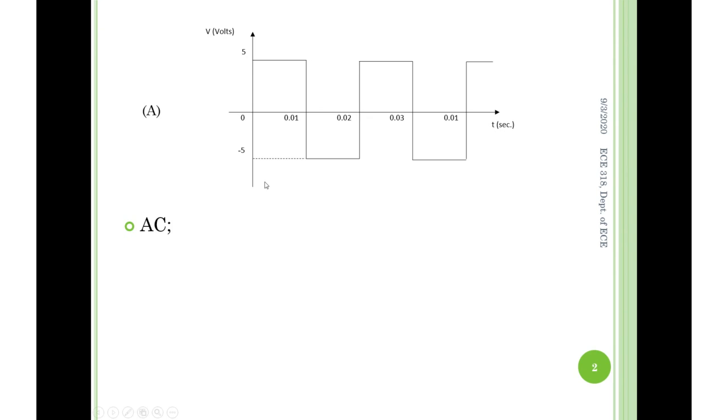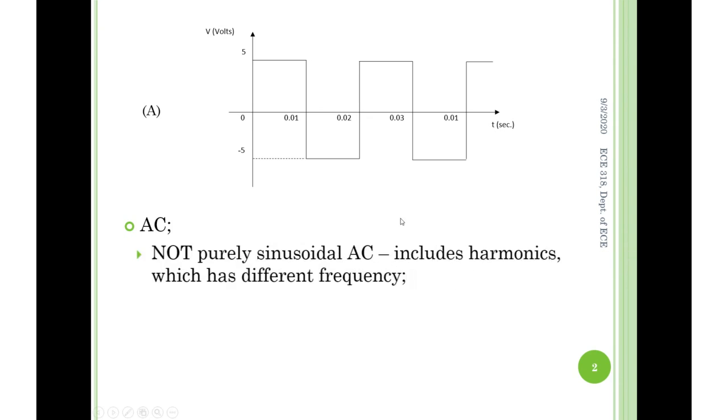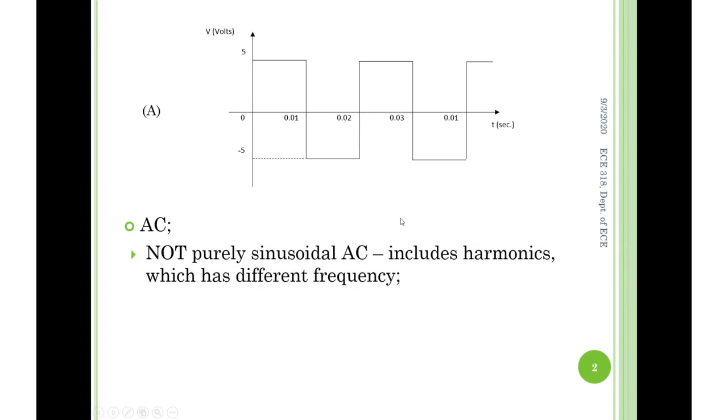Purely AC. However, here's another thing you need to be very careful about. Purely AC contains different kinds of AC. Yes, all AC, no DC, however, it includes different kinds of AC. What does it mean by different kinds of AC? AC includes a fundamental component and harmonics.